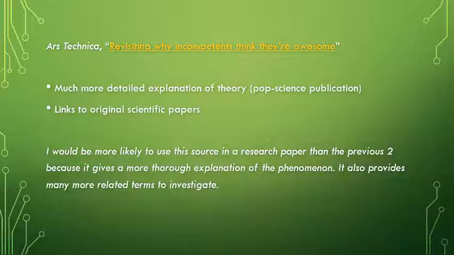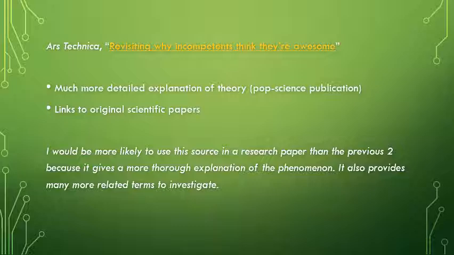On a website called Ars Technica, which is a pop science paper, there is an article titled "Revisiting Why Incompetents Think They're Awesome," and again, you can link to it. It's a much more detailed explanation of the theory. This article was roughly 3 to 4 times as long as either of the previous two articles, and that's because this is a pop science publication. So even though it's for a general readership, it's for readers who have a greater interest in and knowledge of science. Also very useful is that it provided links to the original scientific papers. So at some point I'm going to want to go and look at those. Now I know I have at least one place where I can find them.